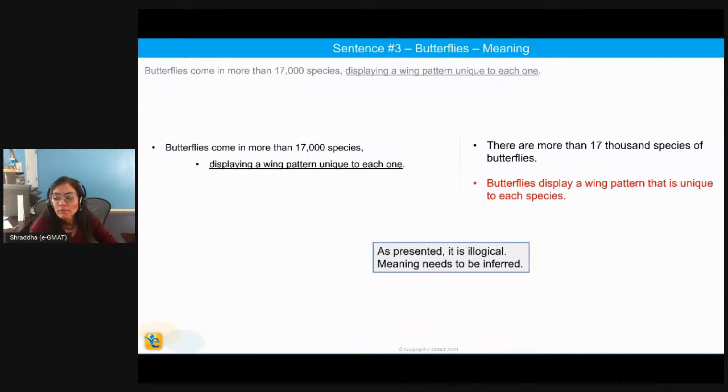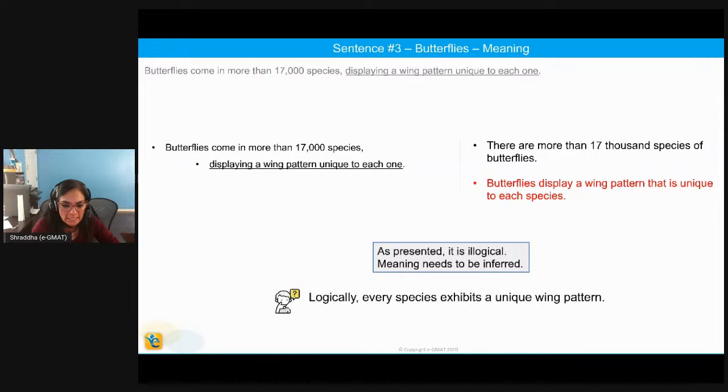Okay, so what we need to do is, again, take that extra step. We need to try to extract the intended logical meaning from the sentence. And how do we do so? Let's understand. The context of the sentence is, by the way, talking about more than 1700 species, right? This is what it's talking about.